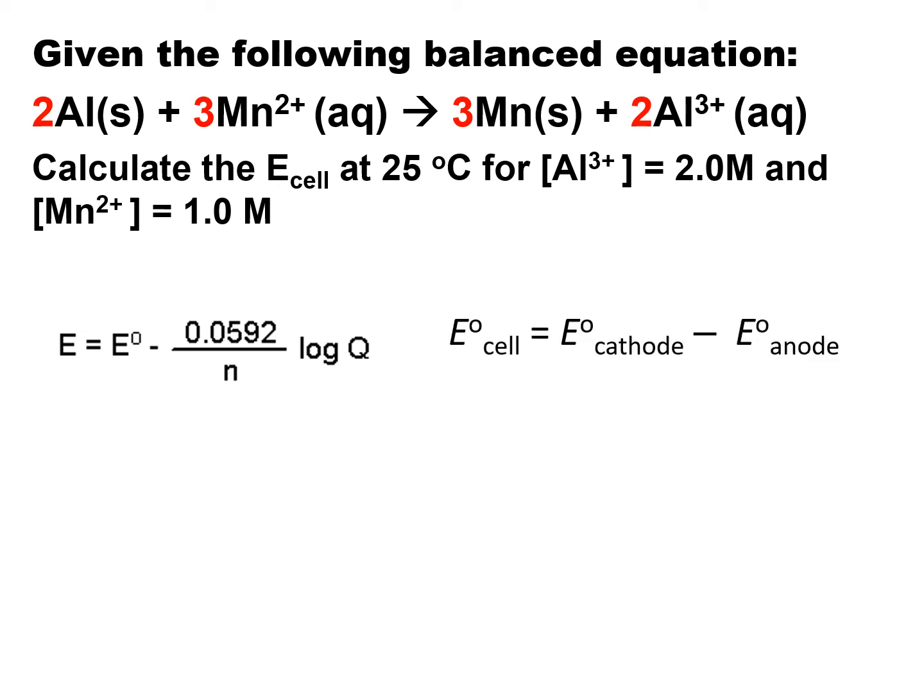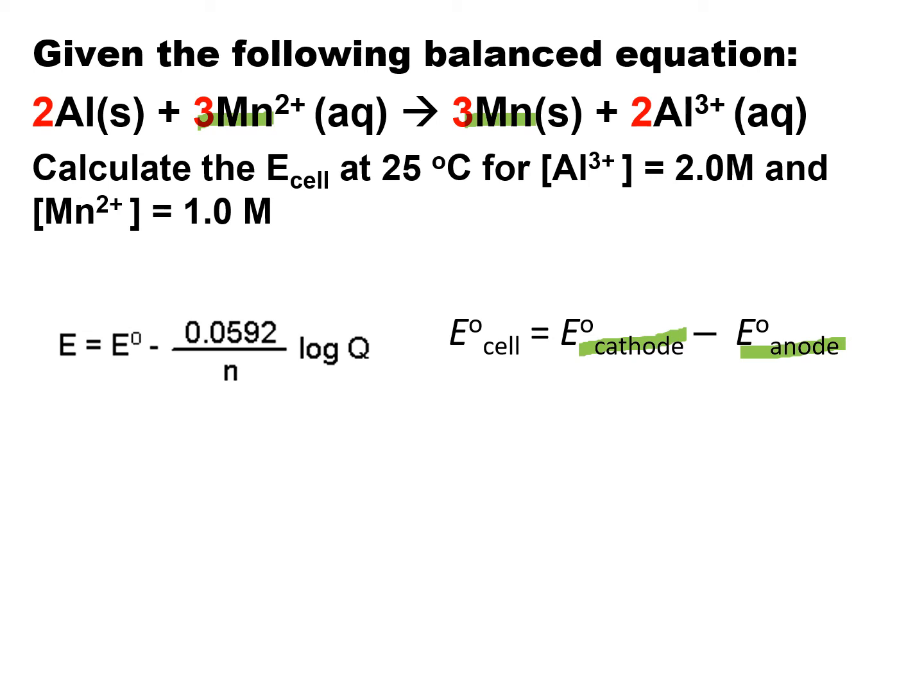First of all, we calculate the standard cell potential by subtracting the standard reduction potential of the cathode. So we go on the table, we figure out which one is the cathode, and we take that value minus the value at the anode. Now, which one is the cathode? The cathode is going to be the one that's getting reduced. Aluminum is going from 0 oxidation number, so it's neutral, to +3, so it's getting oxidized. Therefore, the species that's reduced is manganese. So it's going to be the standard reduction potential of manganese minus the standard reduction potential of aluminum.